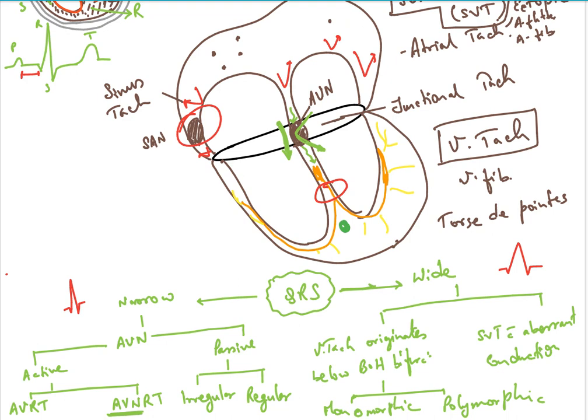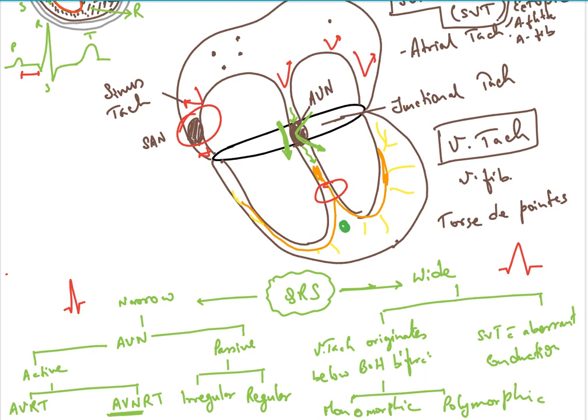So the structure is a wide QRS, but if you look at the ECG, all the QRSs will look similar, wide but the same. Another one is wide but with different designs. The QRS complex doesn't look the same. So many shapes, many structures, so polymorphic. A single shape or single structure is monomorphic.